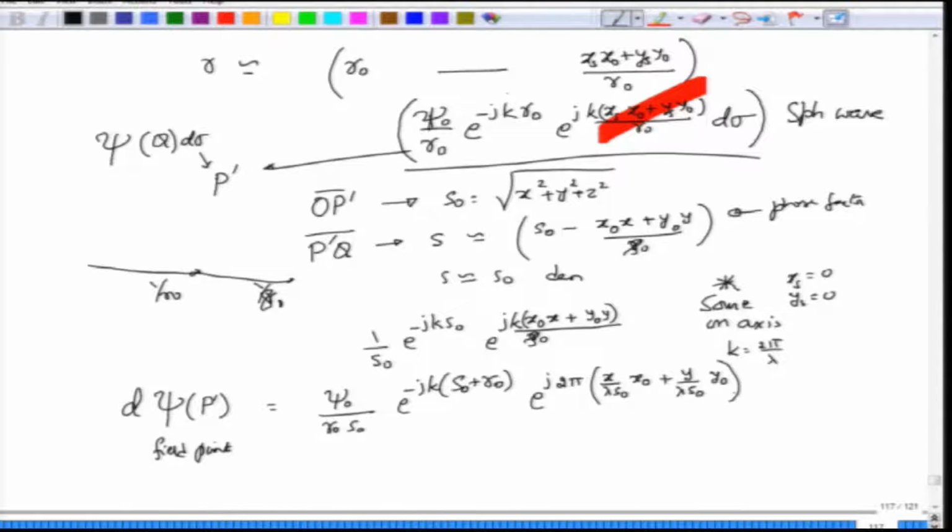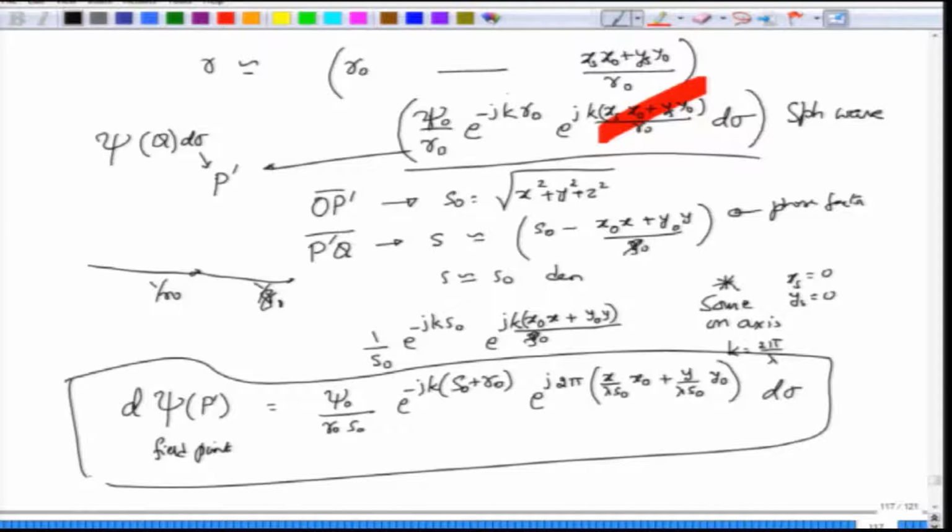Please note the variables that I have grouped here. I have now fixed my field point to point P prime. So, this is the differential amount. I need to also multiply this one by the cross sectional area d sigma that we were considering at the aperture point. So, this is the differential field that I am going to get, and what I have now seen is that there is an overall phase factor, there is an overall attenuation factor which is 1 over r 0 S 0, which is also acceptable, and the initial amplitude psi 0, and there is an extra phase shift that we have obtained, which I have put in here.